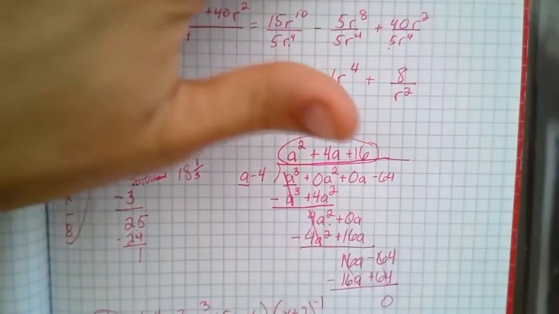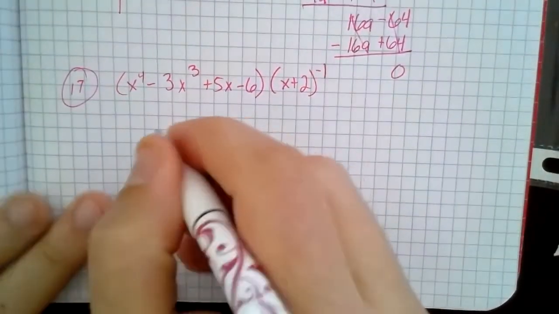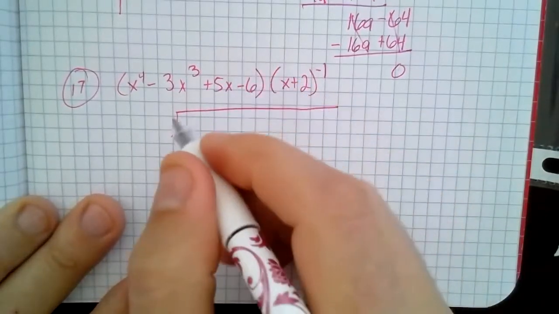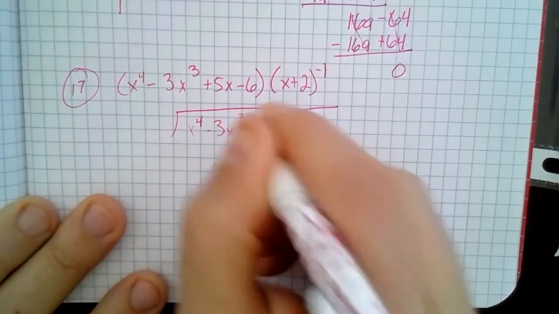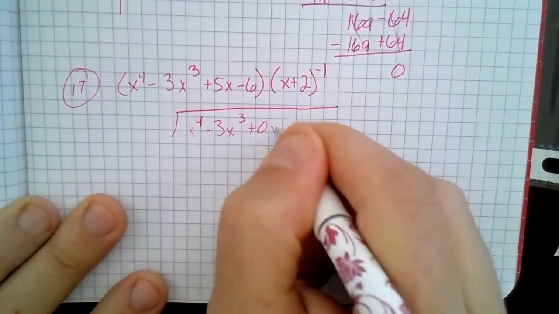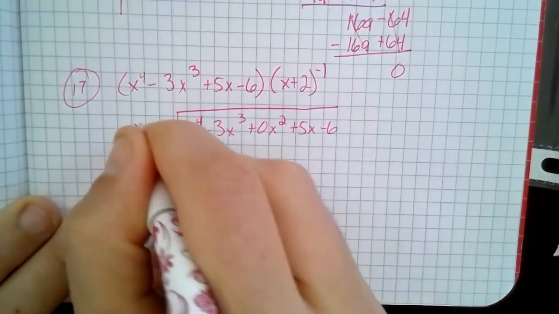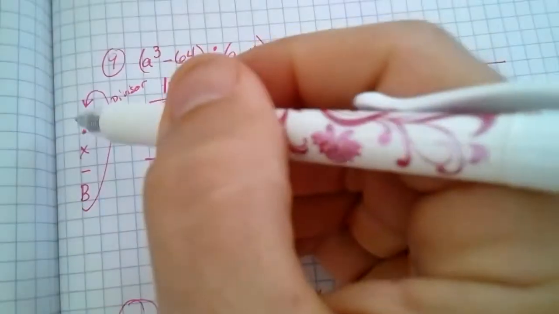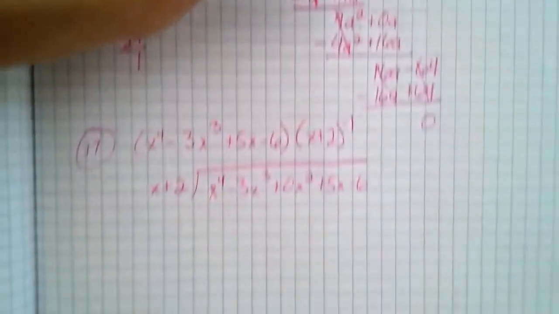Now, to move along, that one I was just talking about is the one I picked that I wanted to show you. So we're going to do our long division. We're going to put our x to the fourth minus 3x to the third. We're missing an x squared term, so we have to put a 0x squared there, plus 5x minus 6, and this x plus 2 is going to go out here to the left. Okay, same process. Remember, divide, multiply, subtract, bring down, divide, multiply, subtract, bring down until we're out of terms.